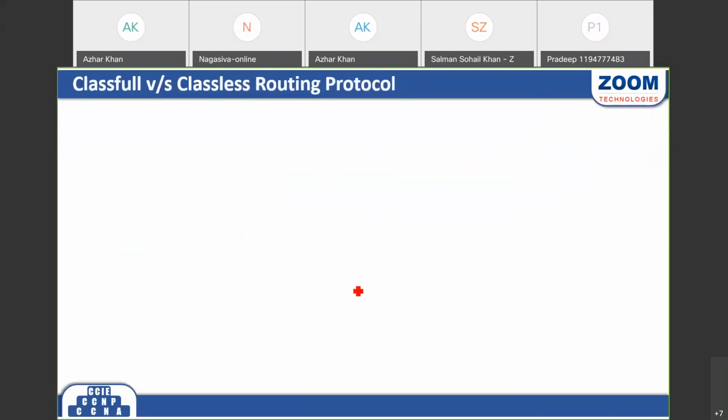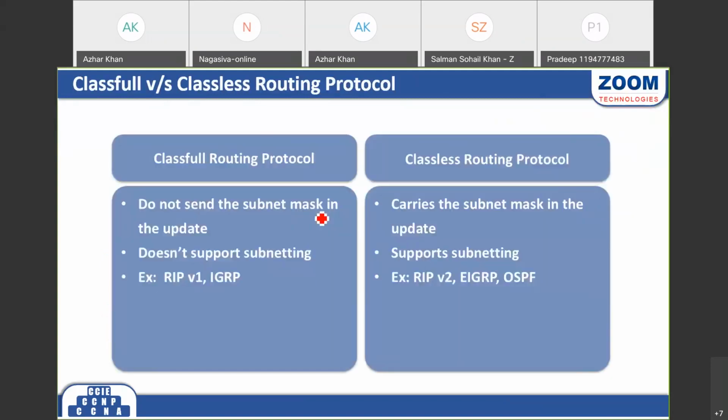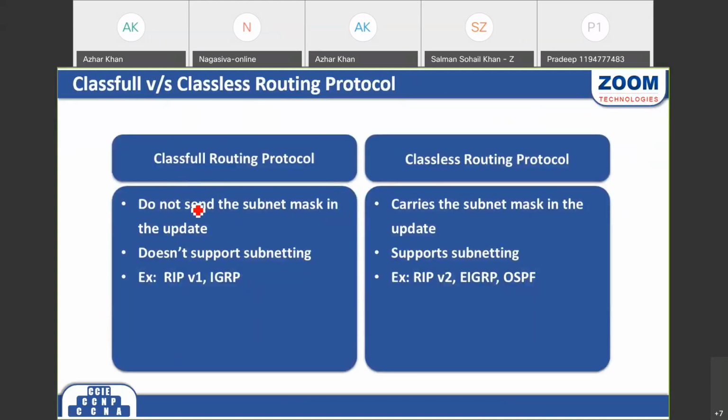Classful versus classless routing protocol. So classful means RIP version 1 and IGRP. These two protocols are classful routing protocols. Classful means these routing protocols will not support subnetting. It will support only full networks. For example, this is one router, one branch in Chennai, another branch in Hyderabad, one more branch in Bangalore. Like this is our router to router connectivity, multiple branches.